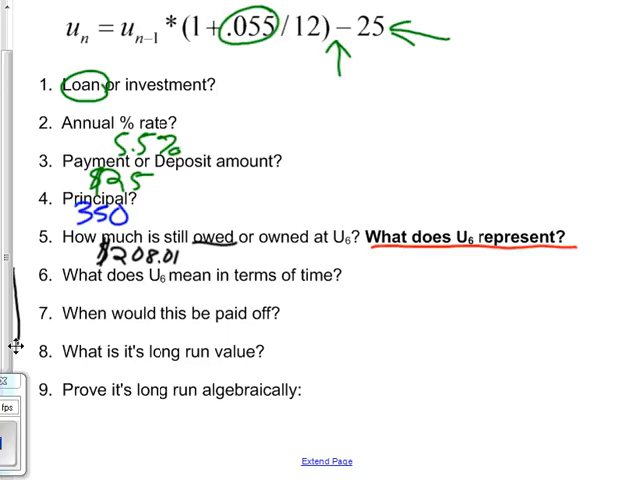And then my second piece is, what does u of 6 represent? What does that represent? If I said, what is u of 6 in actual terms? Yes. It's 6 months. This would be referred to as 6 months, because the sixth piece would be the 6 months. So after 6 months of paying $25, we still owe that amount. So what does u of 6 mean in terms of time?